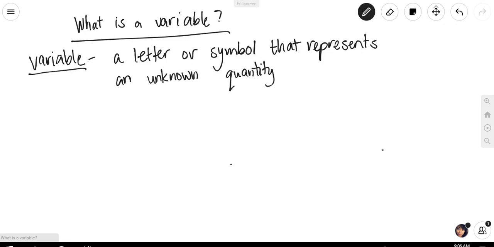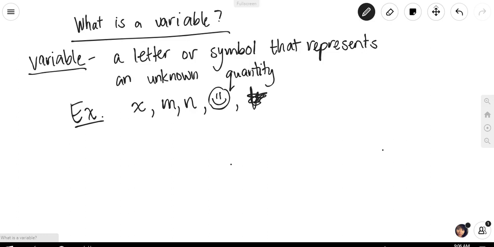Okay? So for example, we can use the letter x. We can also use other letters such as M or N. We can even use symbols like a smiley face or a random scribble. Right? It doesn't really matter. Often we use letters, but it can be anything that represents some value we don't know yet.